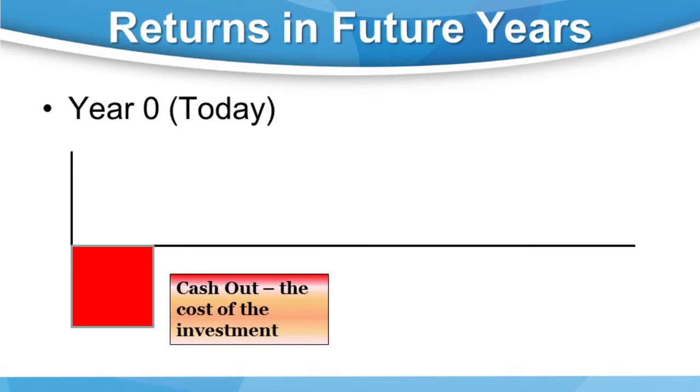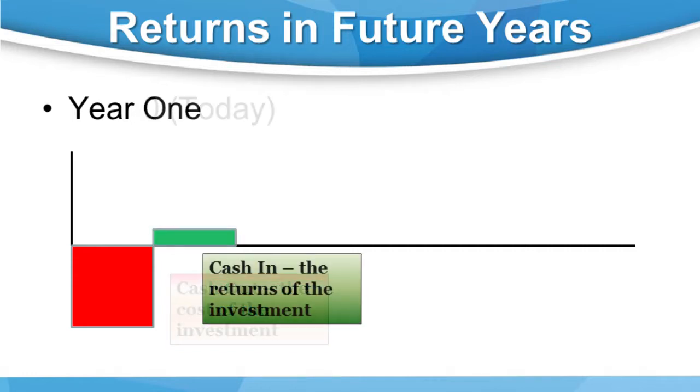If we spent money on a capital project today, we would have an initial cash outlay, shown here in red. We always refer to today as year zero, which means that 1 year from now will be year one, and so on. So, in year one, we can expect to have earned a positive cash flow as a result of owning the asset, shown here in green.